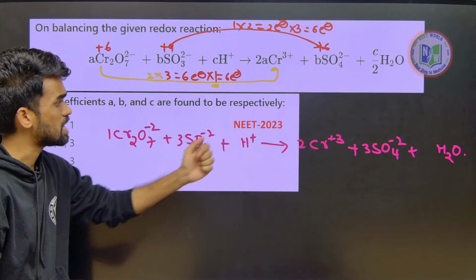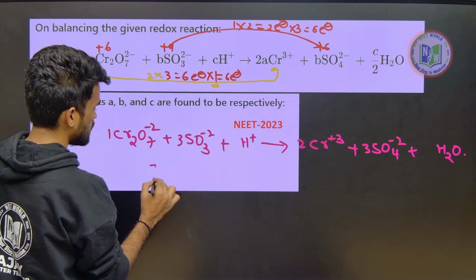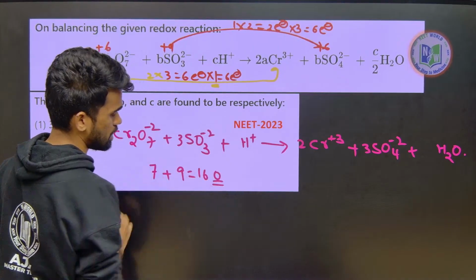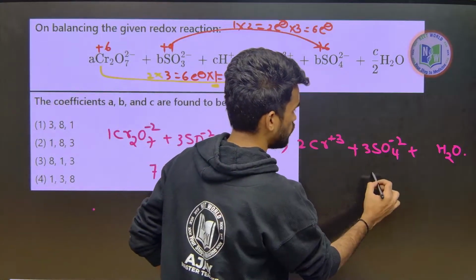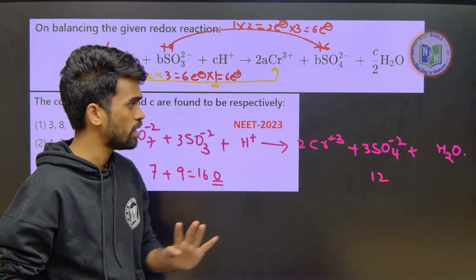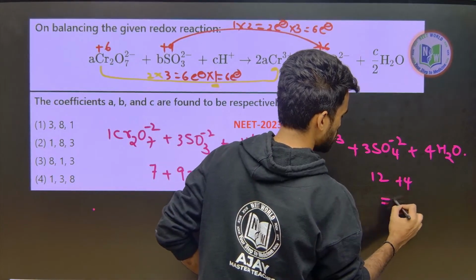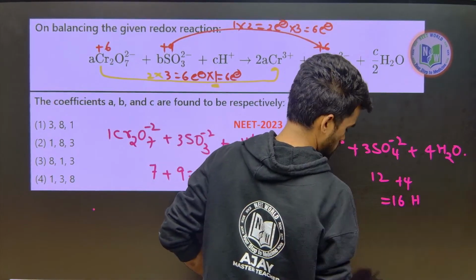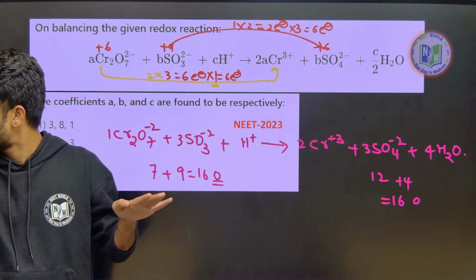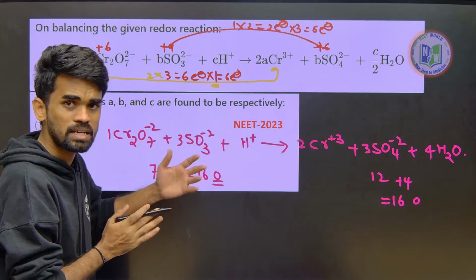Chromiums are balanced, sulfurs are also balanced. Now what are the other things to be balanced? Oxygens. How many oxygens are there here? 7, here 3 into 3 is 9, so total 16 oxygen atoms are there on this side. On this side how many are there? 12 oxygens. So 12 means 4 more oxygens are required to make 16. So I am making the one oxygen water molecule as 4, therefore plus 4 it will become 16 oxygens on the right side and left side. Both side oxygen atoms are balanced, right? Now what do we need to look for? We need to look for the other unbalanced elements.